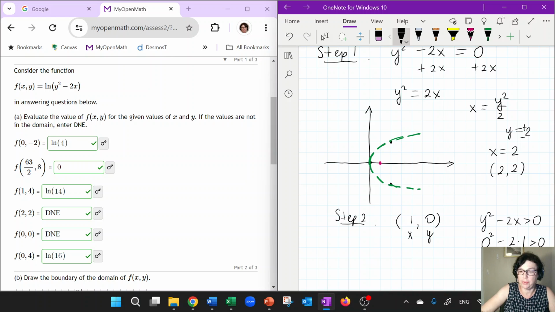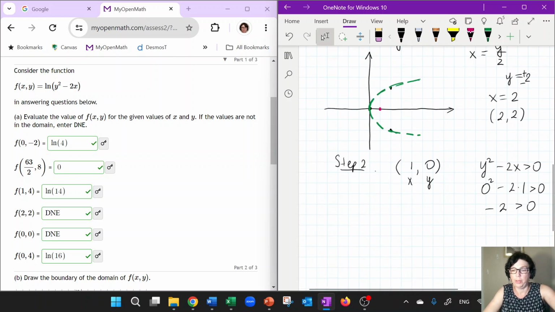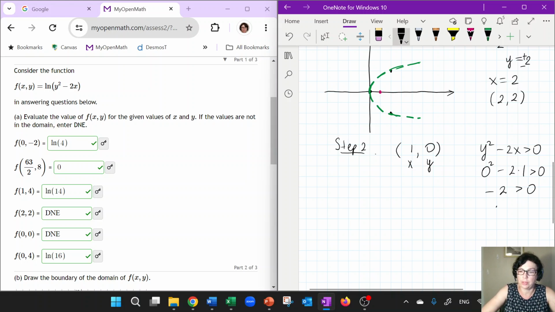Well, I got negative 2 greater than 0. Actually, no, that does not work. This is false because negative 2 is actually less than 0. So what that tells you is that it's not going to be the region to the right of the parabola. It's going to be the region to the left. So it's going to be all of this stuff over here, not including the parabola itself.